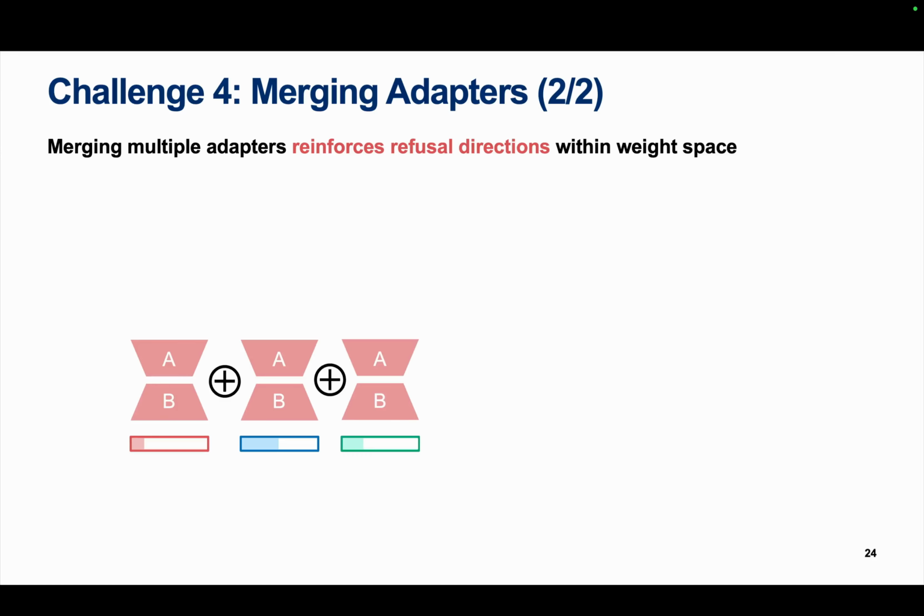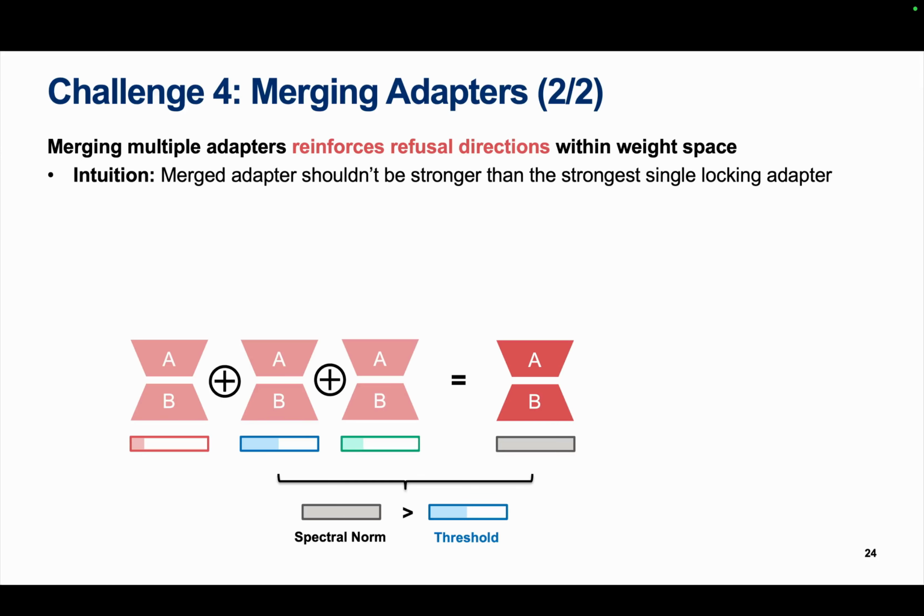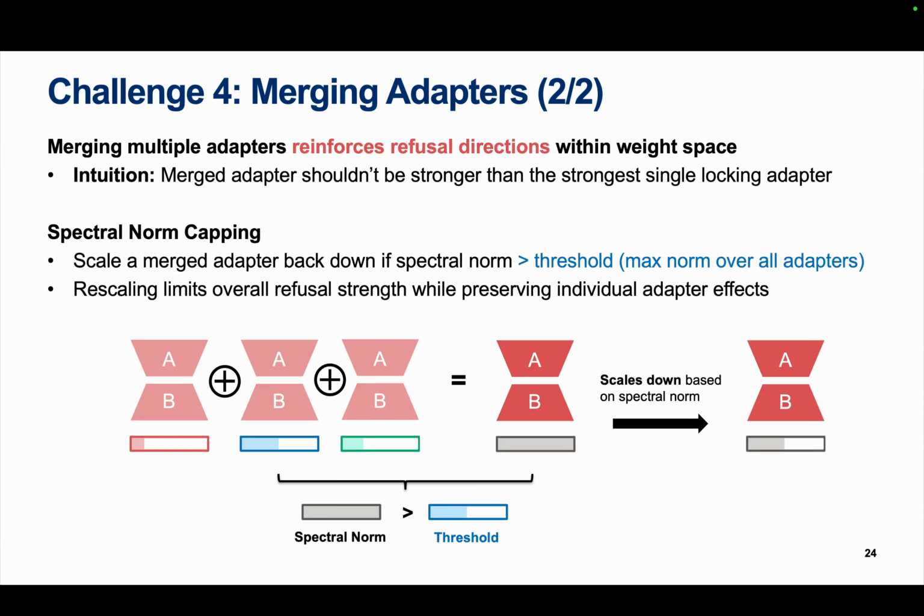To address that, we basically want to ensure that merged adapters shouldn't be stronger than the strongest single locking adapter. To do that, we design a technique called spectral norm capping, which basically scales a merged adapter back down if the spectral norm is greater than the threshold, which we set to be the maximum norm over all the adapters.